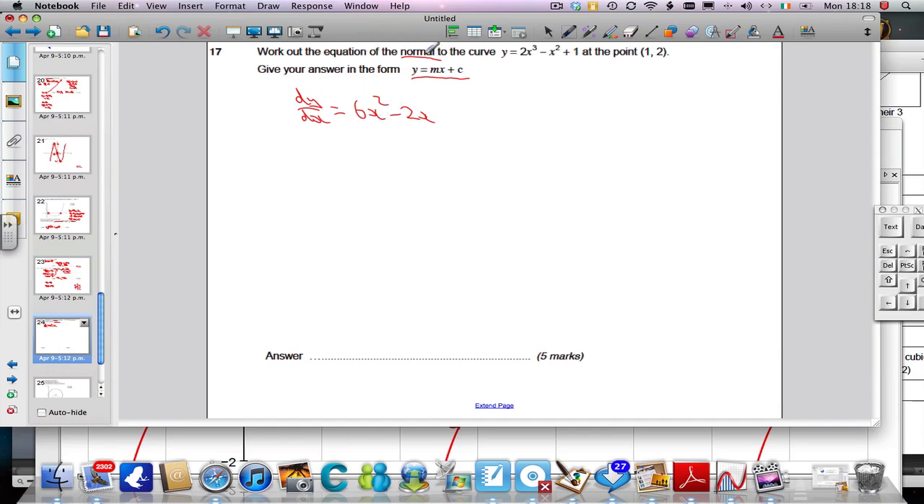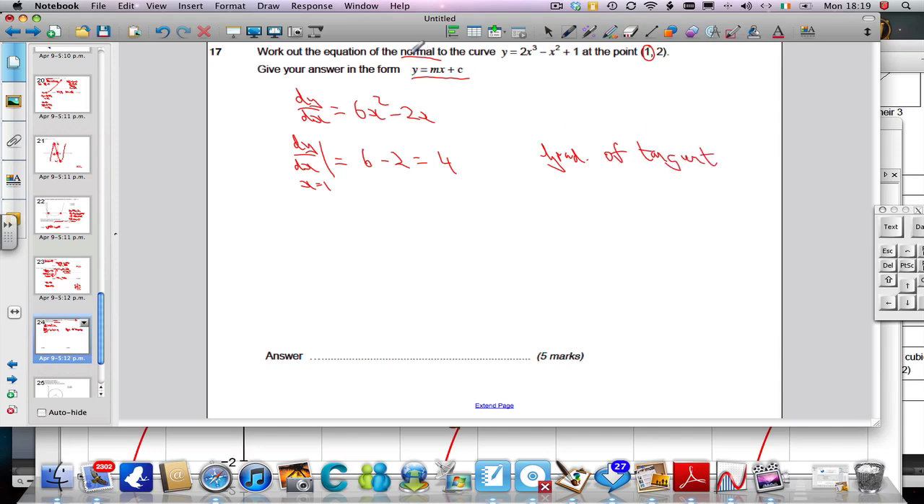And I want to know what exactly is the gradient of the tangent to the curve when x is 1. So right at this point, what is the gradient of the tangent to the curve? dy/dx evaluated when x is equal to 1 will tell me exactly what the gradient is at that point. We get 6 minus 2, which equals 4. So that's the gradient of the tangent.